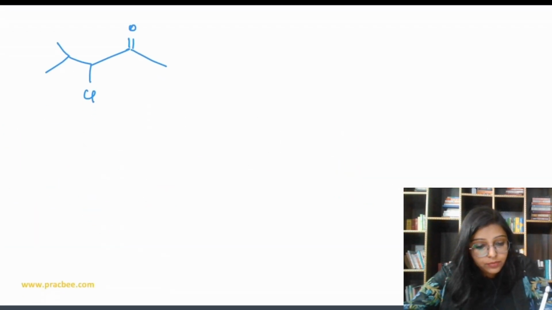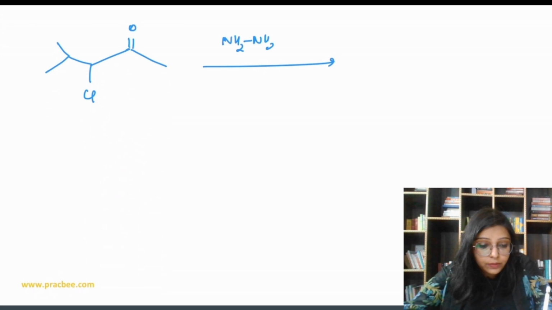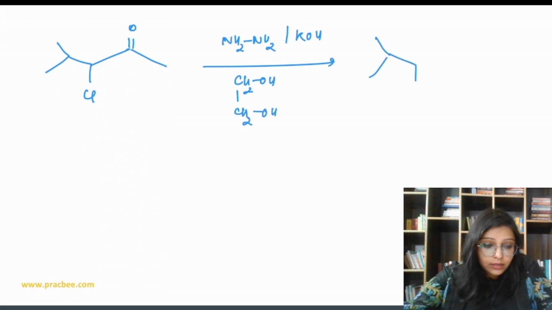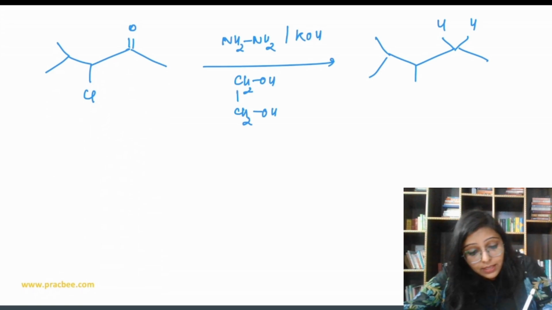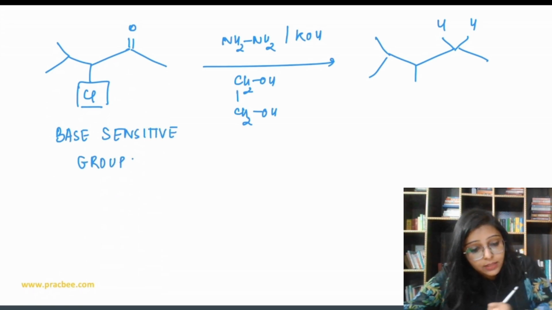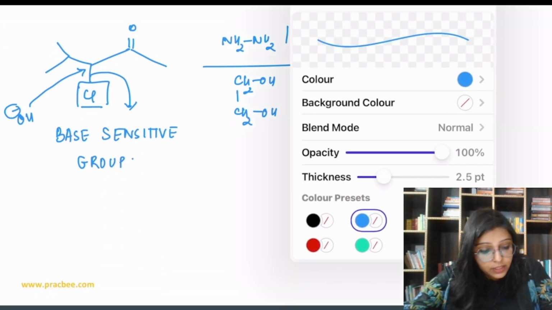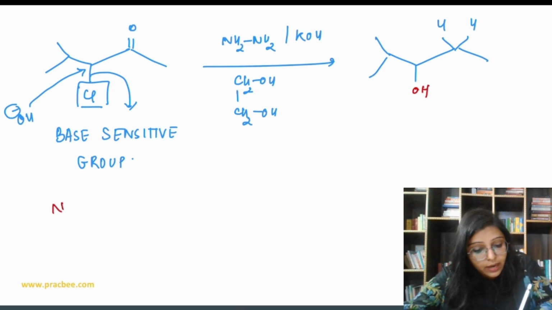Now Wolff-Kishner is NH2NH2, KOH in the presence of ethylene glycol, CH2OH CH2OH. So what happens over here? So we get H and this. Clear? The point is this Cl is a base sensitive group. Base sensitive group means if we have Cl over here, OH minus can attack over here and Cl can leave. So here what do we get? In place of Cl, we are going to get OH, because here we have a nucleophilic substitution reaction.